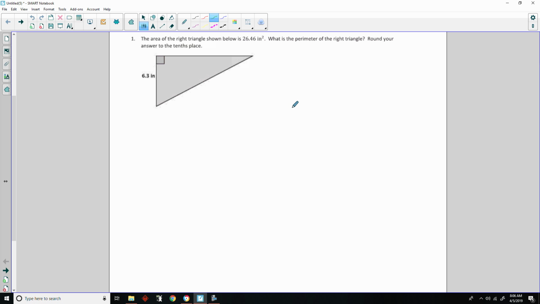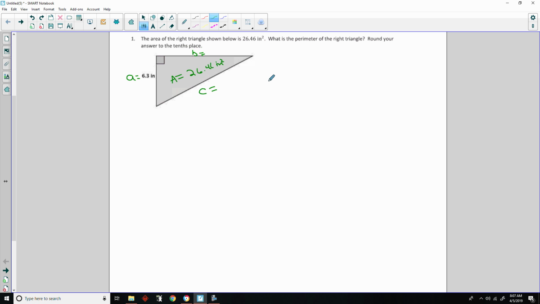Okay. We only are given the length of one leg. We'll call that A. We don't know what B is, and we don't know what C is, but we know the area is 26.46 inches squared.